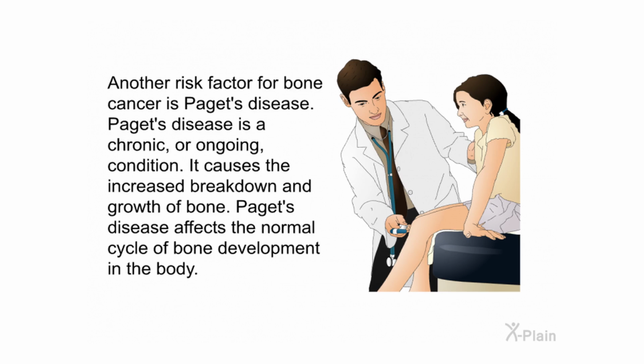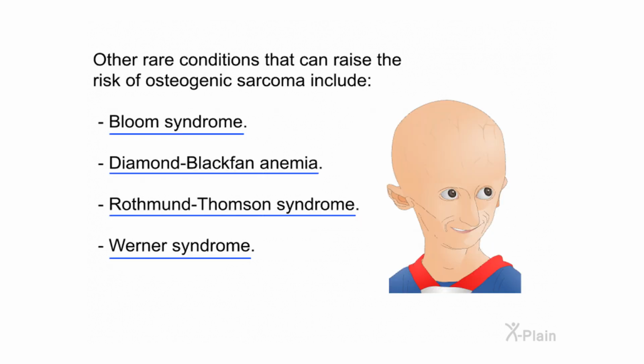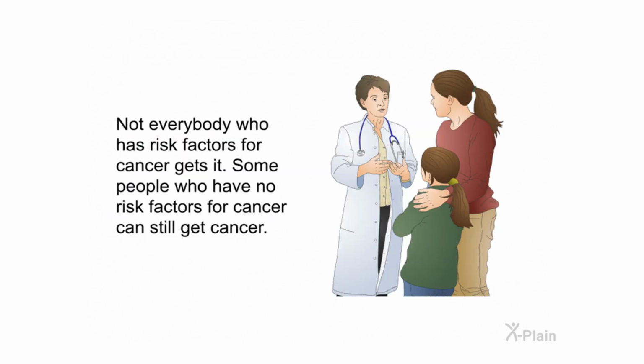Another risk factor for bone cancer is Paget's disease. Paget's disease is a chronic or ongoing condition. It causes the increased breakdown and growth of bone. Paget's disease affects the normal cycle of bone development in the body. Other rare conditions that can raise the risk of osteogenic sarcoma include Bloom syndrome, Diamond-Blackfan anemia, Rothmund-Thomson syndrome, Werner syndrome. Not everybody who has risk factors for cancer gets it. Some people who have known risk factors for cancer can still get cancer.